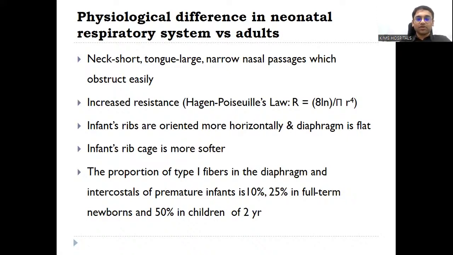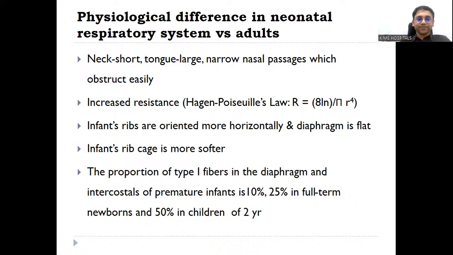The infant ribs are oriented more horizontally compared to the adult. The diaphragm is flat, so the muscles are not traveling long distances compared to the obliquely placed, so the strength of the muscles will be much less compared to the adult. The infant rib cage is much more compliant and softer, because the ribs themselves are very fragile and the muscles are not that strong.